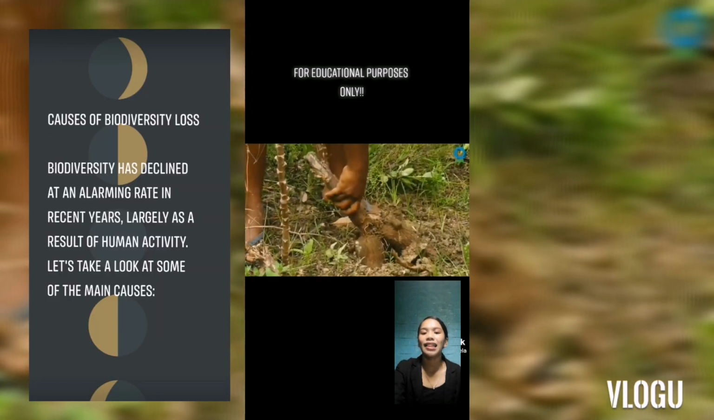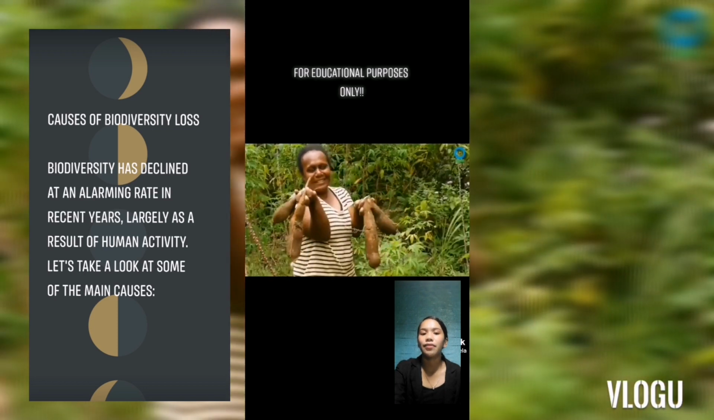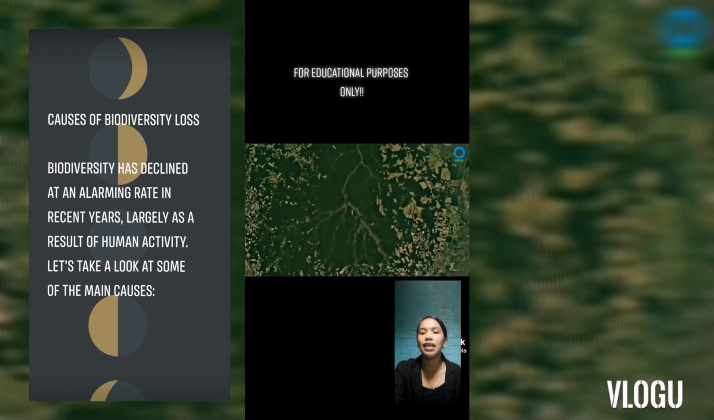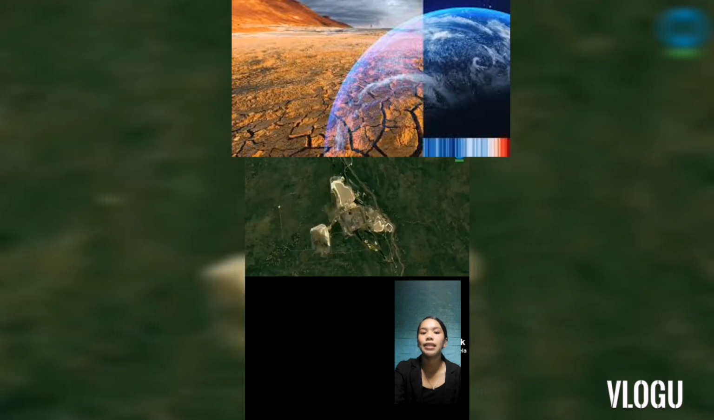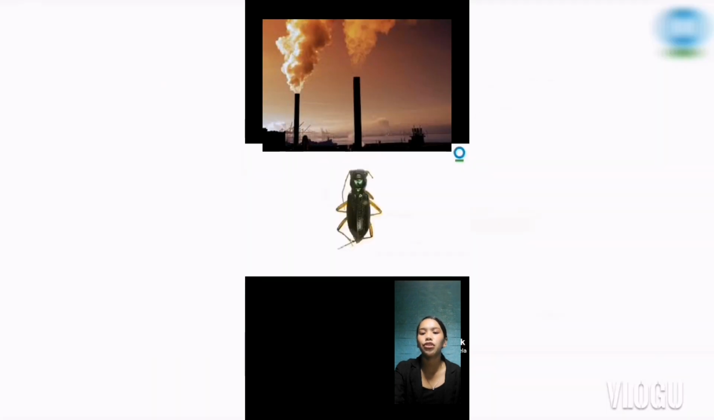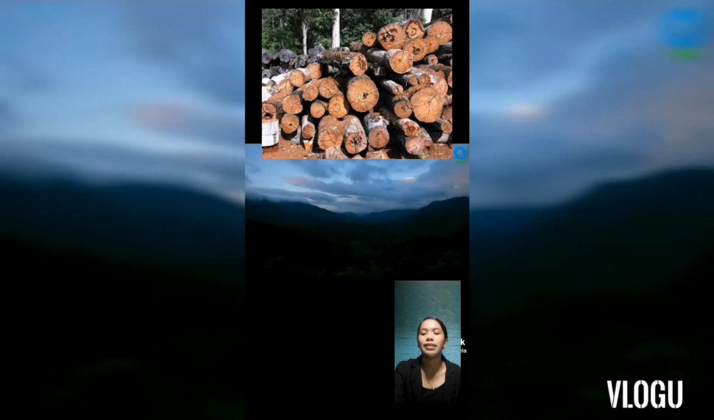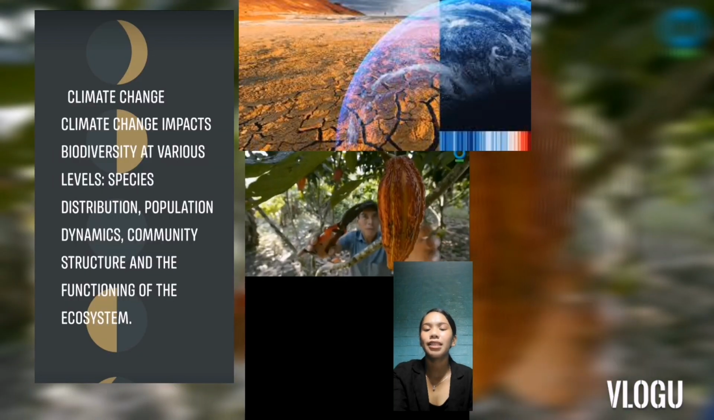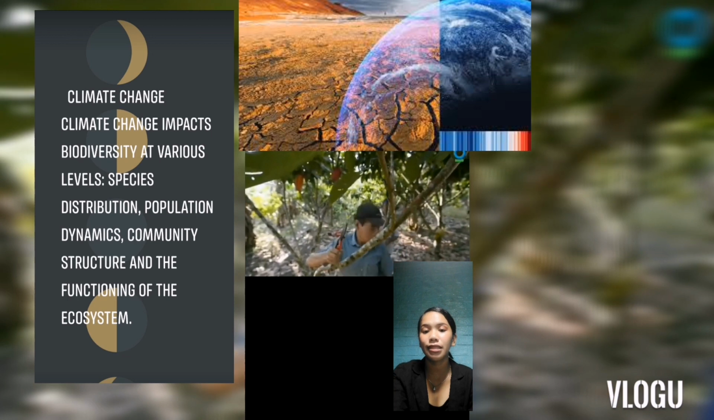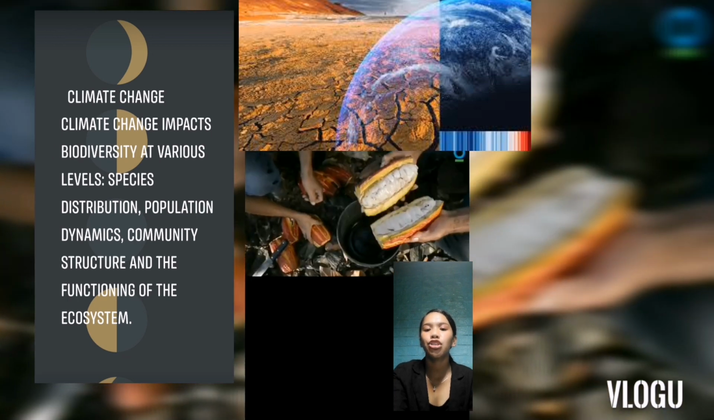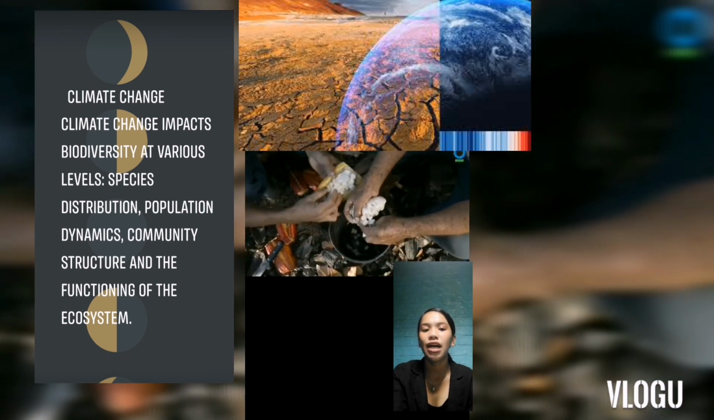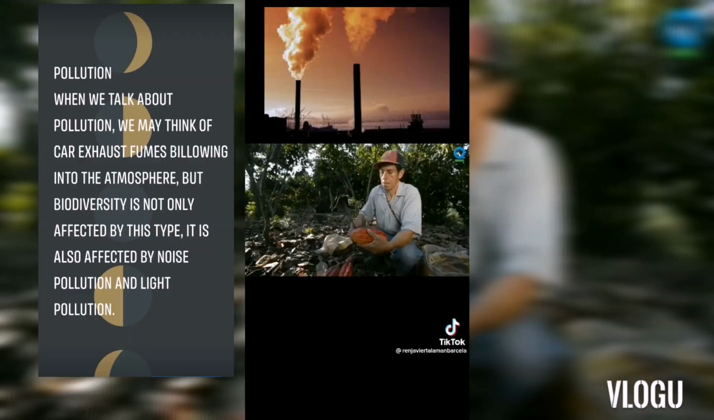Causes of biodiversity loss. Biodiversity has declined at an alarming rate in recent years as a result of human activity. Let's take a look at some of the main causes: climate change, pollution, destruction of habitats, invasive alien species, and overexploitation of the natural environment. Climate change impacts biodiversity at various levels: species distribution, population dynamics, community structure, and the function of the ecosystem.